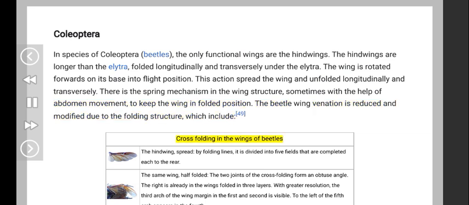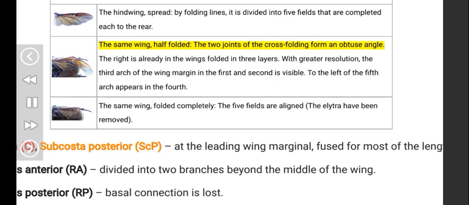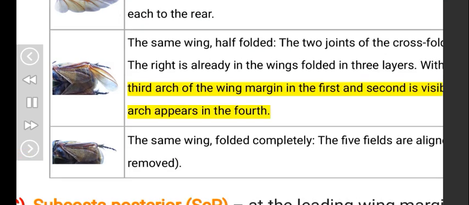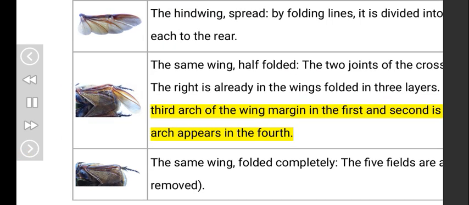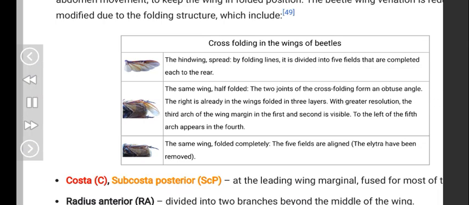Cross-folding in the wings of beetles. The hindwing, spread, is divided by folding lines into 5 fields that are completed each to the rear. The same wing, half-folded, the 2 joints of the cross-folding form an obtuse angle. On the right is the wing folded in 3 layers. With greater resolution, the 3rd arch of the wing margin in the 1st and 2nd is visible. To the left, the 5th arch appears in the 4th. The same wing, folded completely, the 5 fields are aligned, the elytra have been removed.